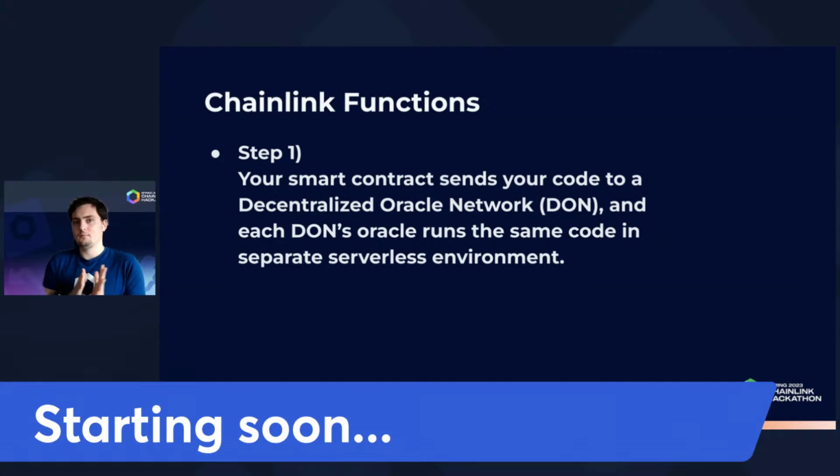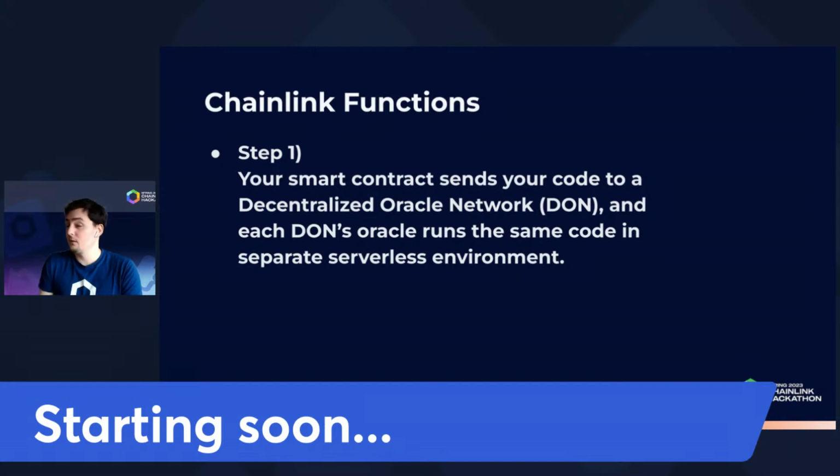So how does this process work? Step number one, you will need to create a smart contract on a blockchain, and it will have two additional functions. The first one will be to send the actual request to the DON, and you're going to send, among other config parameters, the JavaScript source code snippet, which every single node in the DON is going to execute in its own server environment, as I said before.